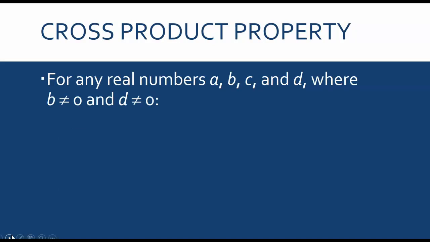All right, so the cross product property says if you have any real numbers A, B, C, and D, B cannot be 0 and D cannot be 0, in order for this to be true.